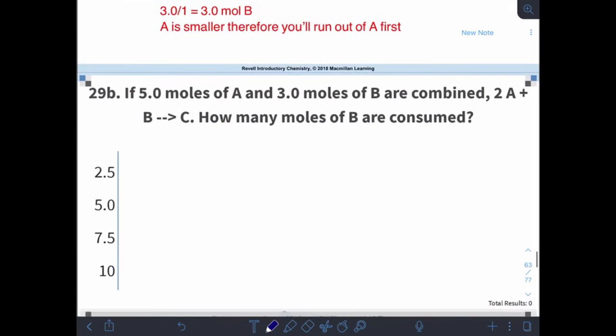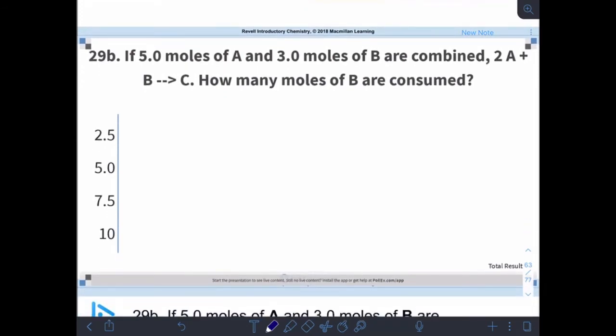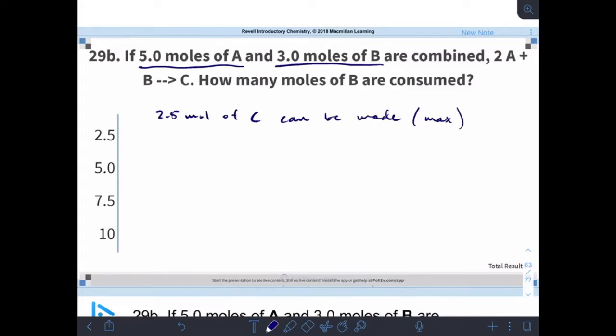Okay, so let's look at 29b. If 5 moles of A and 3 moles of B are combined, how many moles of B are consumed? Here again, you're given amounts of both. We just did that in the previous problem, and we found out that 2.5 moles of C can be made, maximum. That's what theoretical yield means.